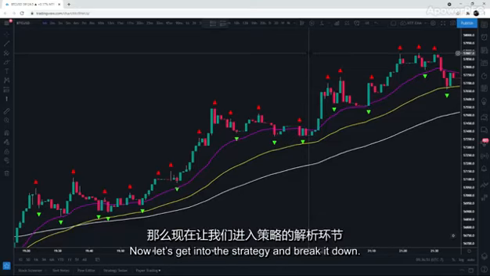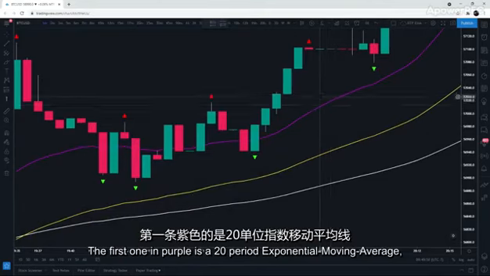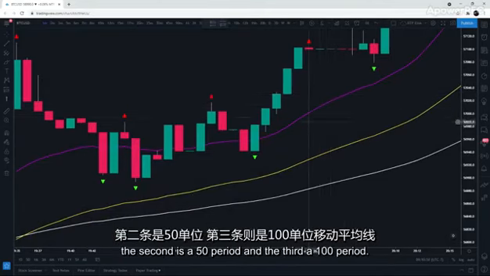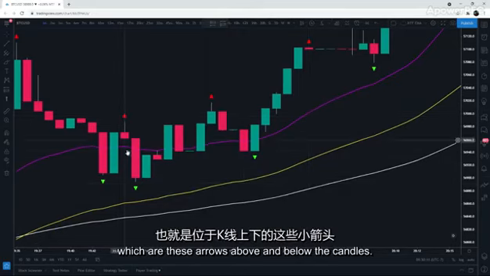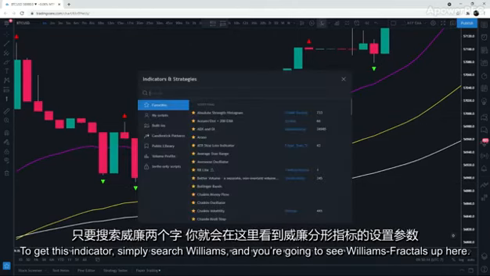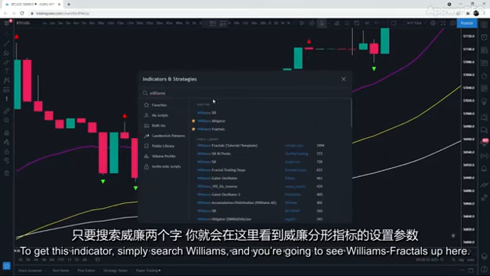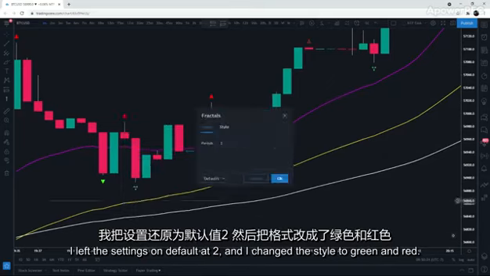Now let's get into the strategy and break it down. For this strategy, you're going to need 3 exponential moving averages. The first one in purple is a 20-period exponential moving average. The second is a 50-period, and the third a 100-period. Next, you're going to need the Williams fractal indicator, which are these arrows above and below the candles. To get this indicator, simply search Williams, and you're going to see Williams fractals appear. I left the settings on default at 2, and I changed the style to green and red.